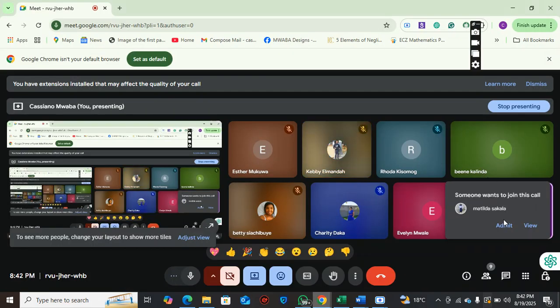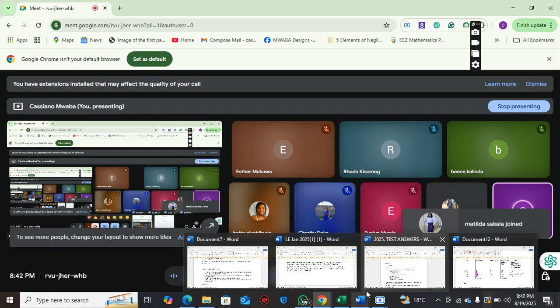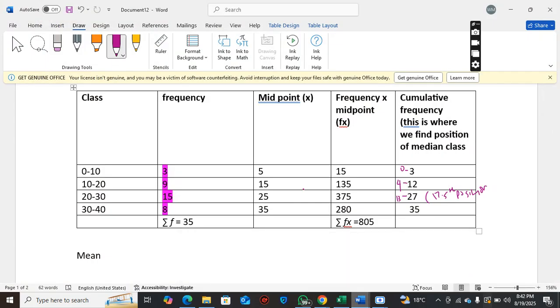So that tells us that our median class is 20 to 30. Our median class is 20 to 30. Any questions, colleagues?